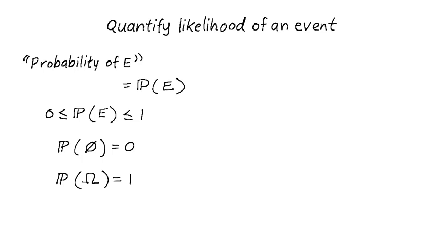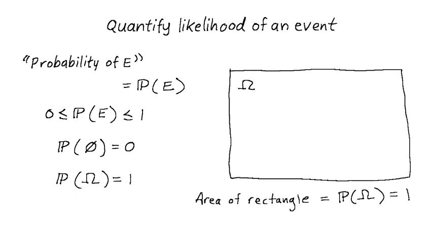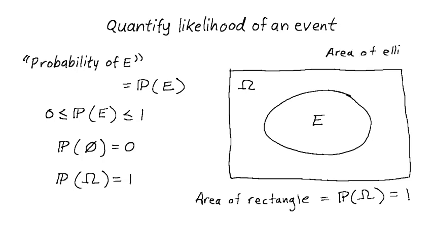It can be helpful to imagine the probability as an area. If we lay out the sample space omega as a rectangle, then we could say that the area of that rectangle is 1, corresponding to the fact that P of omega takes this same value. Sticking with the area analogy for the moment, we could also represent some event E as a region within omega. The area of that region, here denoted as an ellipse, would correspond to the probability of E.